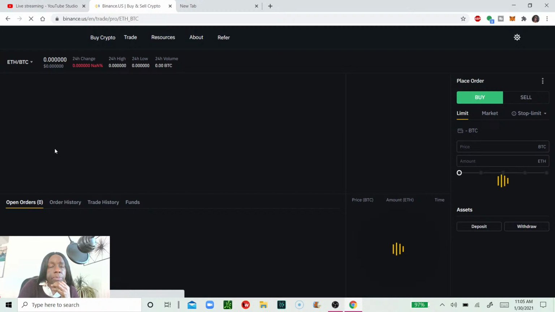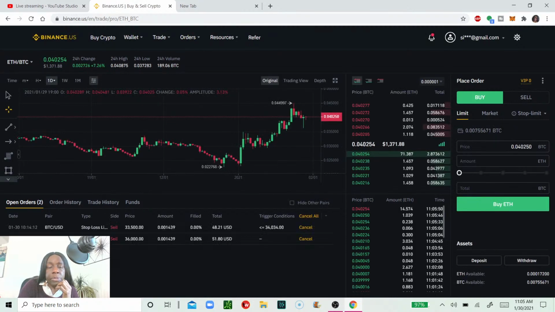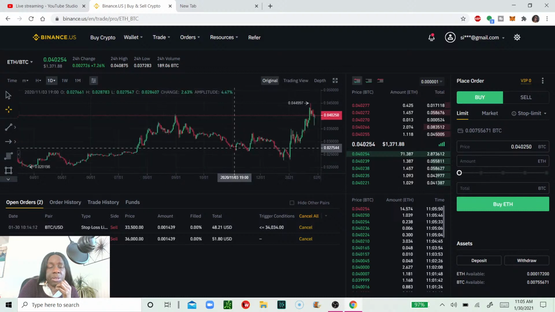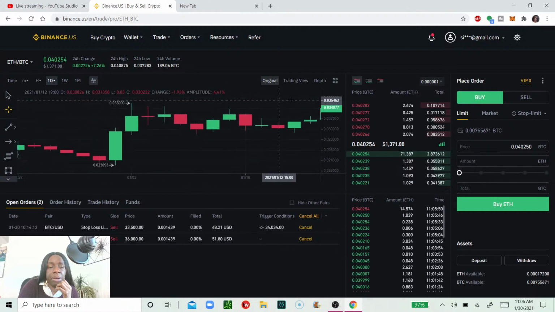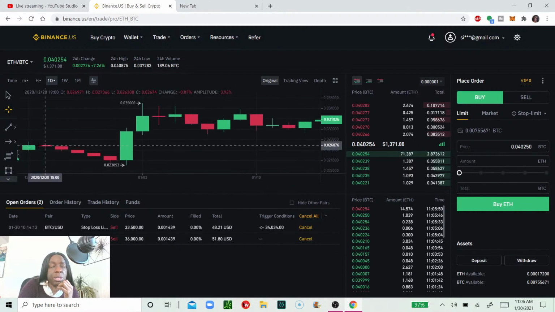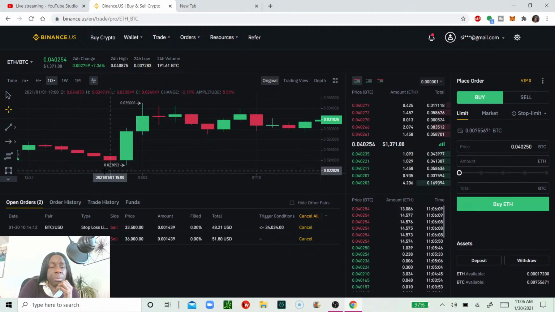There's ETH BTC. I'm a big Ethereum fan. I mean, look at this pattern here. I was trying to look out for some patterns. I'm kind of big on patterns, to be honest. I mean, you see what's going on here. This is a daily chart. Price dropping, price dropping, price dropping, price dropping, price dropping.